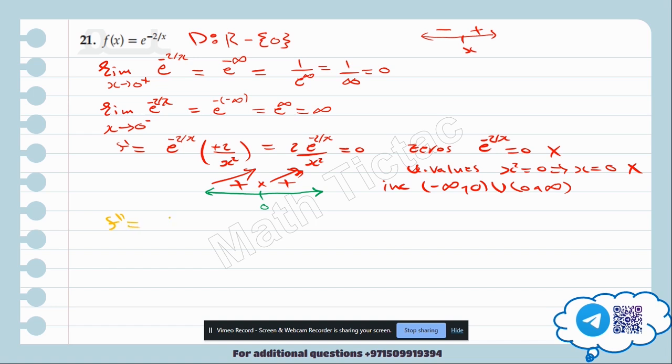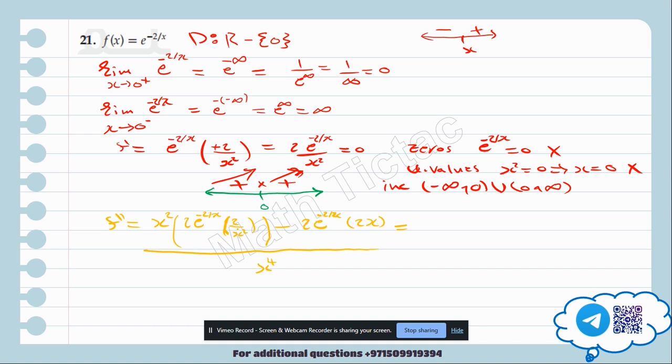Okay, so let's go ahead and find the second derivative. So f double prime is equal to what? The denominator, x squared, multiplied by the derivative of the numerator. The derivative of the numerator is 2e to the power minus 2 over x, multiplied by the derivative of the exponent, which is 2 over x squared. So this is the denominator multiplied by the derivative of the numerator, minus the numerator 2e to the power minus 2 over x multiplied by the derivative of the denominator, which is 2x, over the denominator squared.